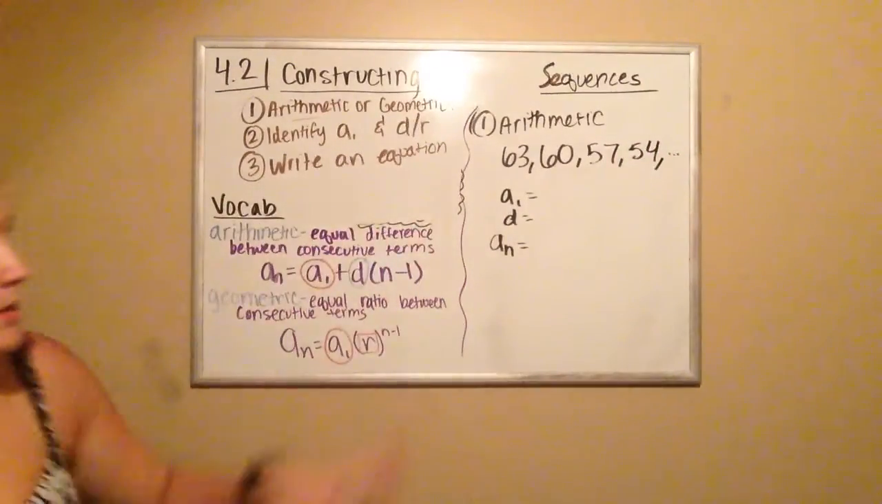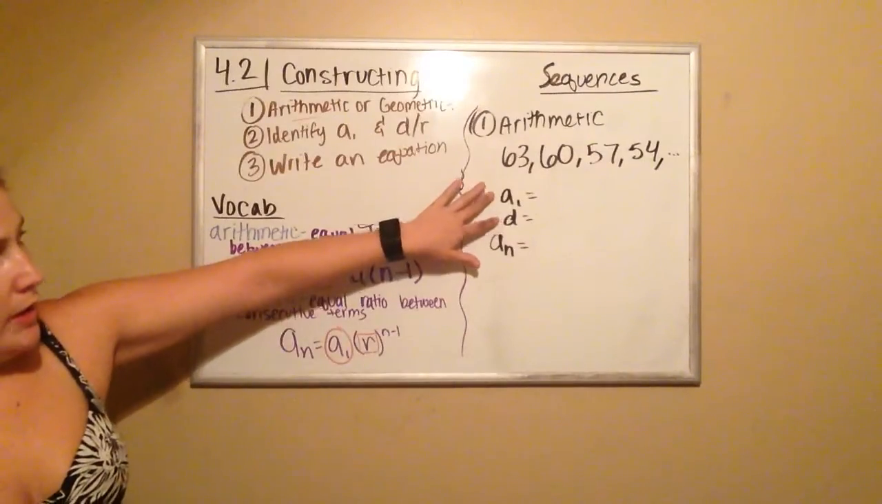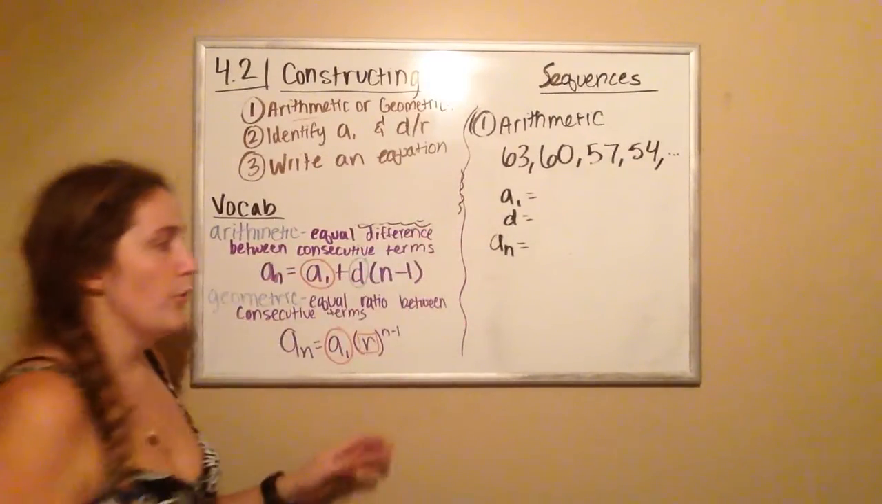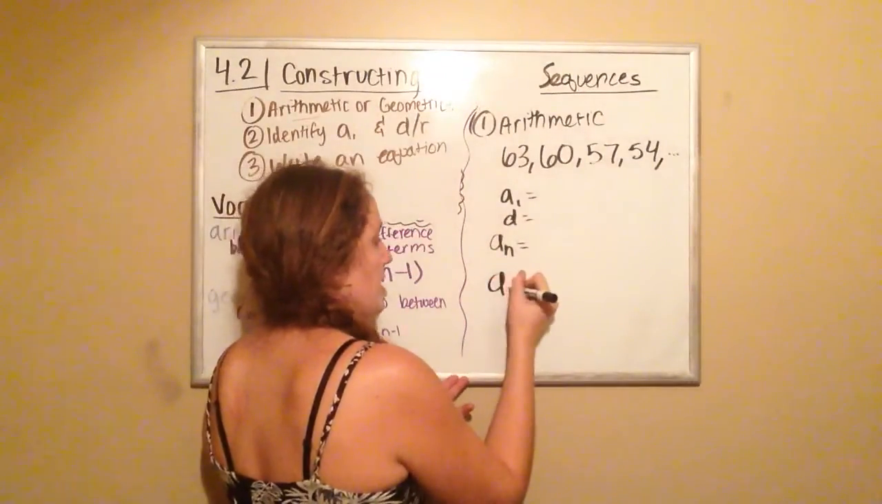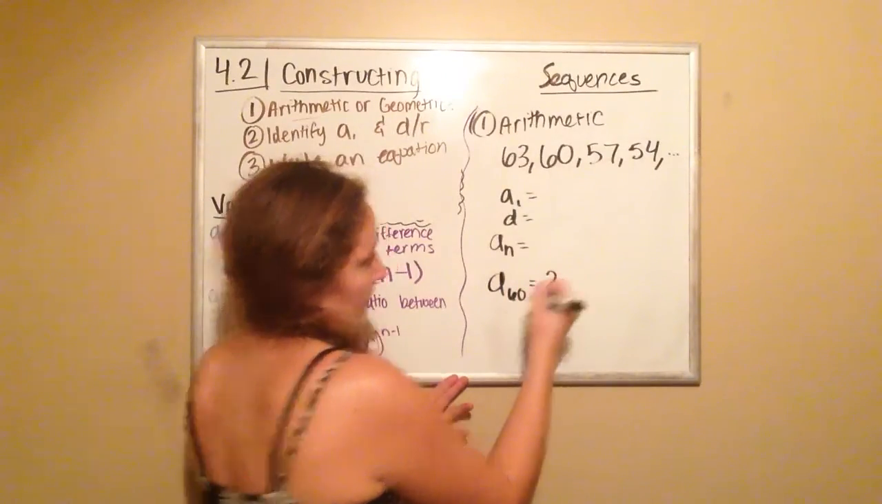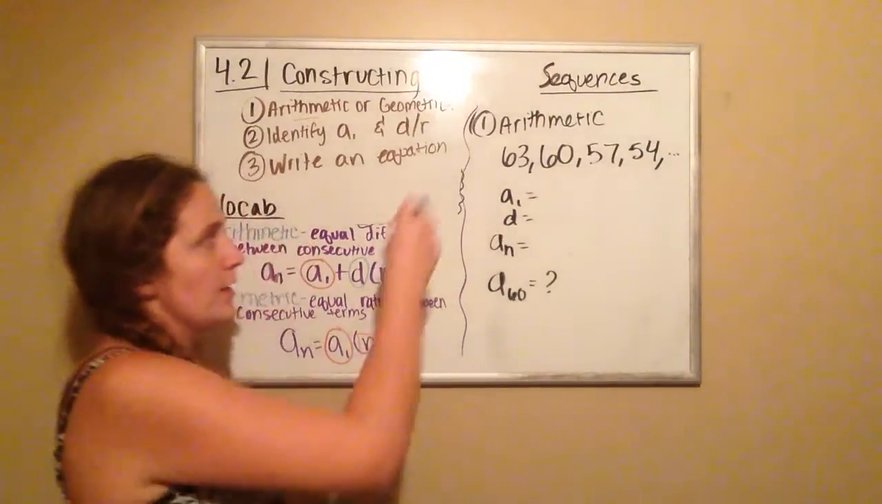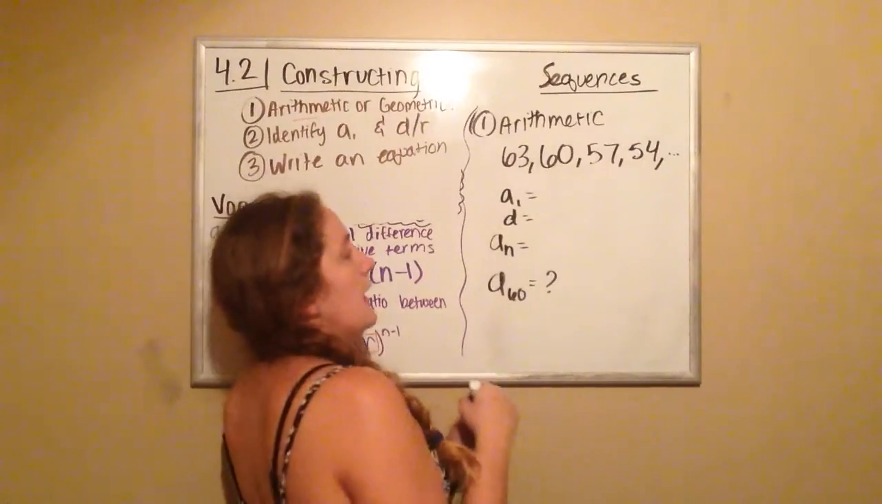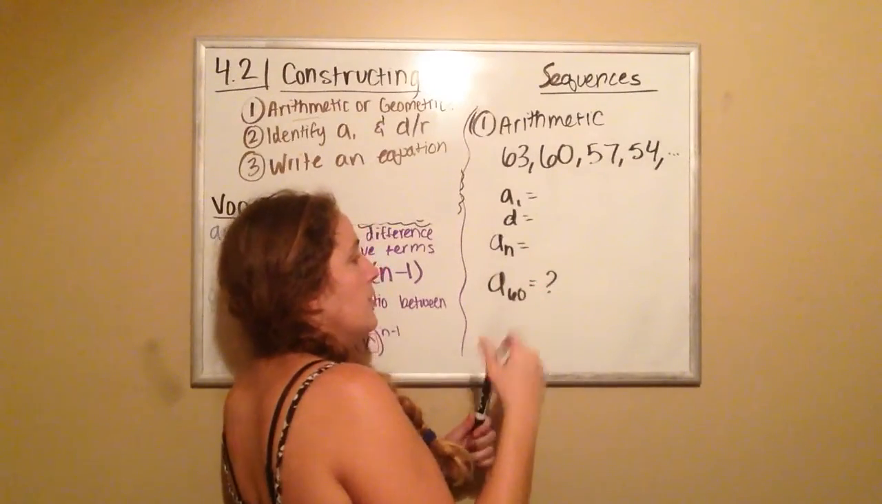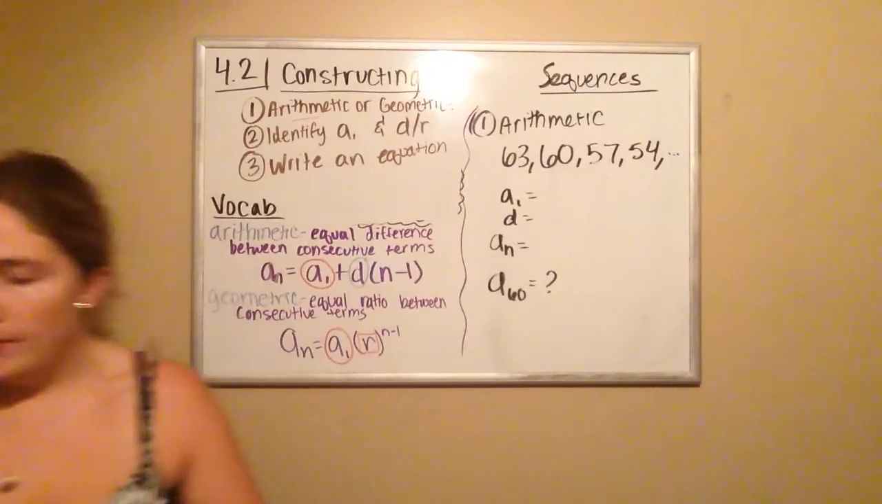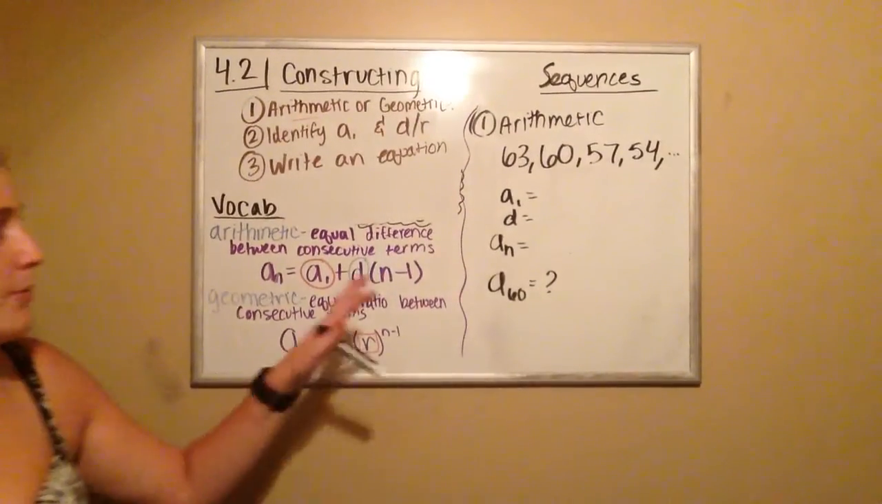Okay, there's your sequence. Go ahead and figure out what your A1 and D are. Make sure you get your formula. And then I want you to go ahead and find the 60th term for me here. Make sure you're completing that on the left-hand side. Alright, I'm assuming you've already worked this out. I'm actually not going to give you your formula this time. I want to make sure you can do it on your own.